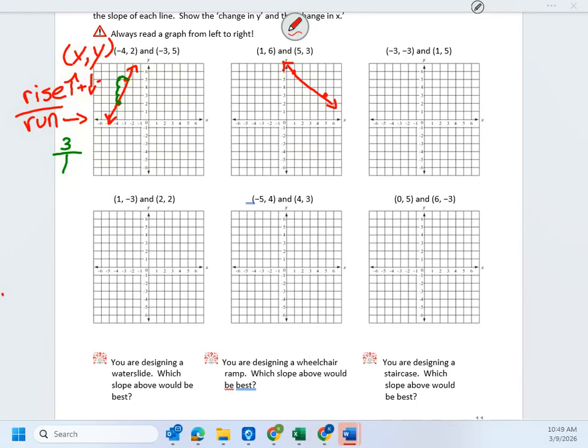Who has a guess on what our slope is for this line? What is your guess, Holland? So tell me what the fraction would be. Okay, 3/4. Give me a thumbs up if you got 3/4. Thumbs down if you got a different answer. So I see some up and a couple down.